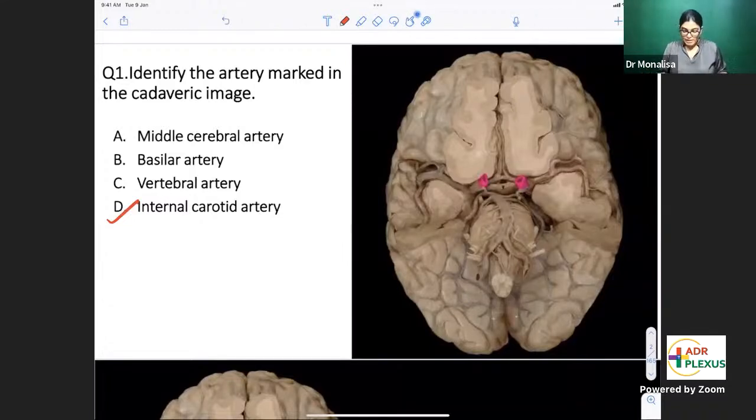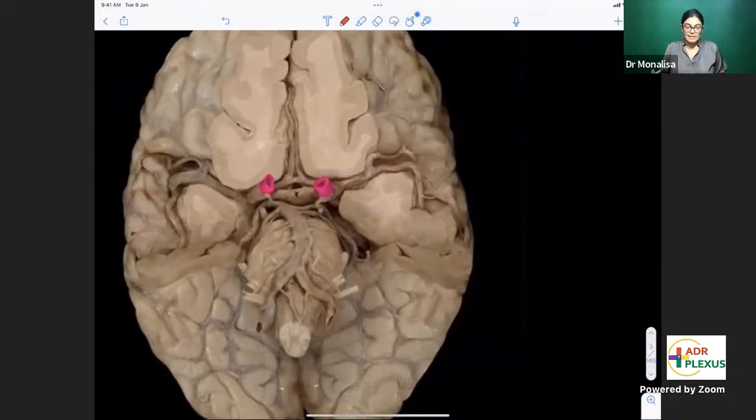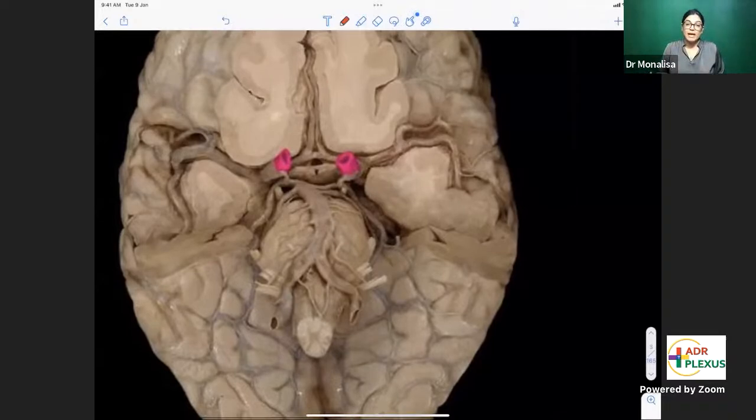Let me take this image and go with the identification of the important vessels here. Many of the aspirants have already given the right answer. Most of you have given the right answer, that is D. Now I want to enlarge this image and highlight the important structures. The red color highlighted area is definitely the internal carotid artery.